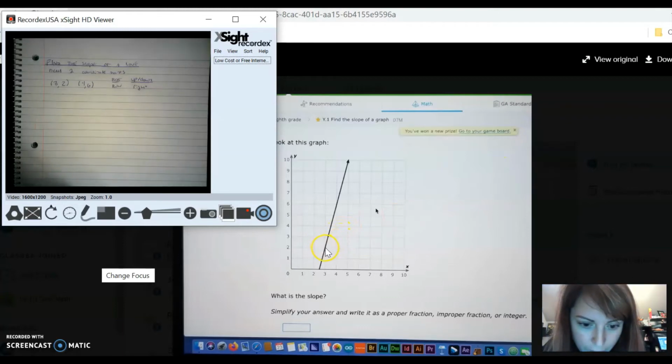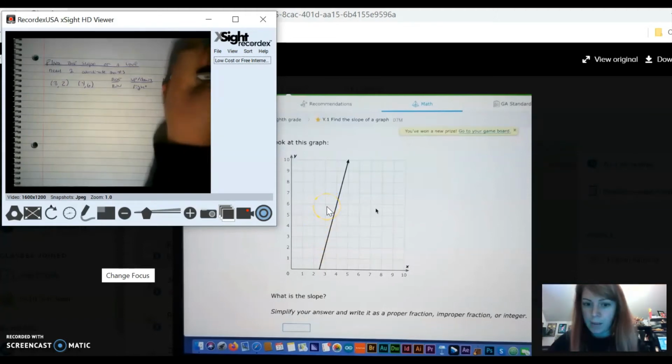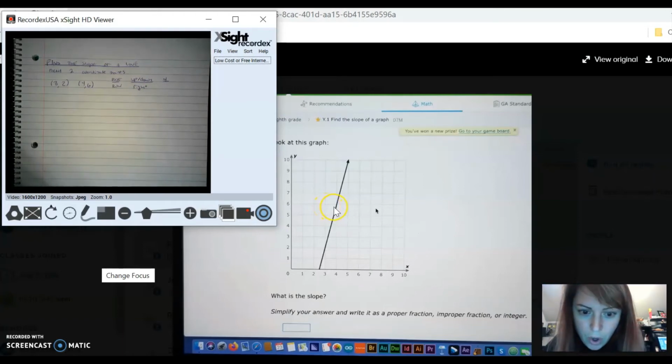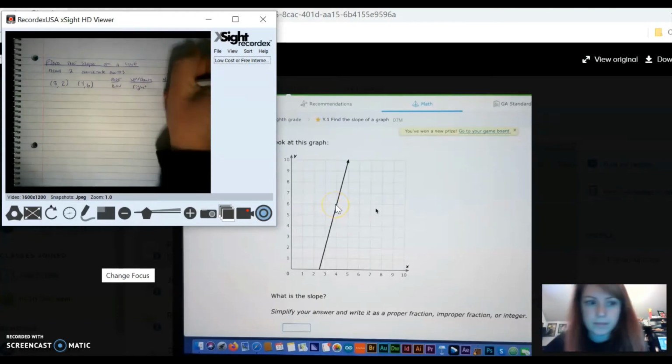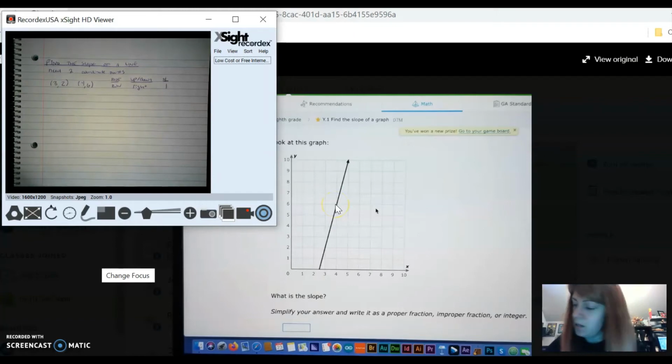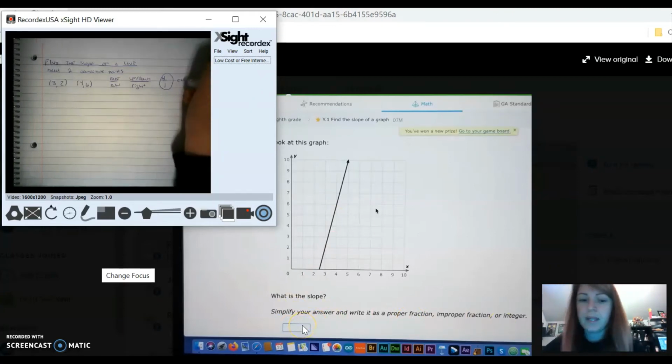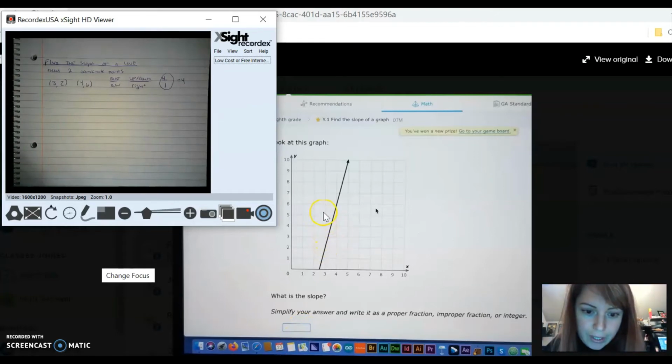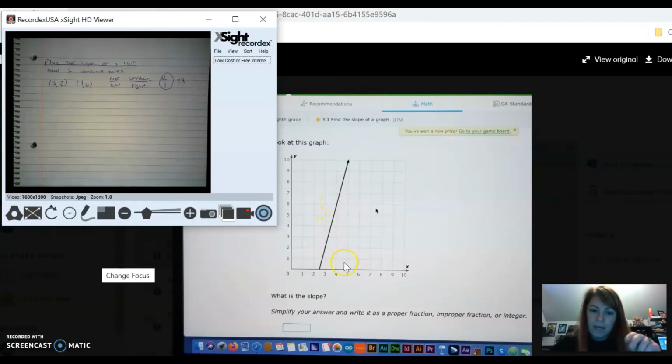So if I count my rise over run from this point to this point, I'm going to go up 1, 2, 3, 4. So there's my up 4. And I'm going to go over 1. So my slope here is going to be 4 over 1. When I write my answer as a proper fraction or integer, I would just write 4, because 4 over 1 is just 4. Now, let's say that we're not very good at counting up and over, and maybe our eyes get a little hard to see and we can't find it that way.